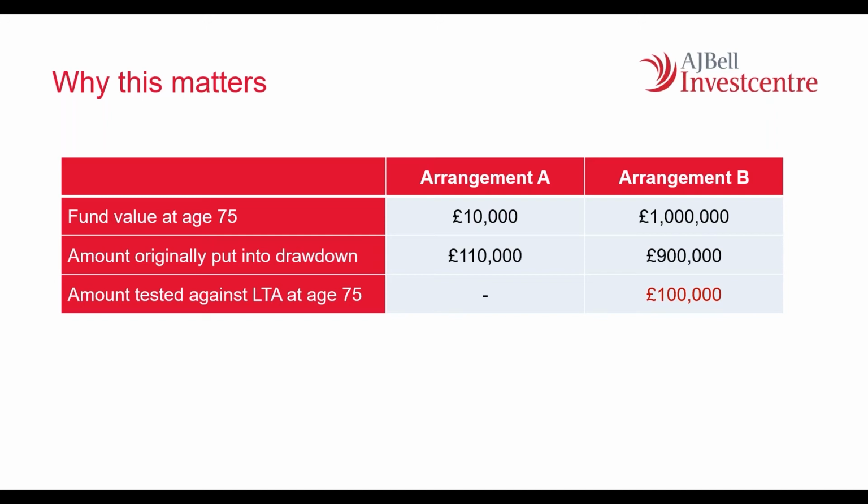That's absolutely fine. But when you look at arrangement B, the amount originally put into drawdown was £900,000. Your fund value is now £1 million. You've got £100,000 that's going to be tested against the lifetime allowance. And the fact you've got £100,000 spare in arrangement A doesn't help you. So that's the reason you need to be a little bit careful with the transfers, which pots you're putting into, and obviously when you're drawing down, you'd want to draw down across the arrangements so you didn't end up in that scenario if somebody didn't have sufficient lifetime allowance to cover it. So just be aware of that.